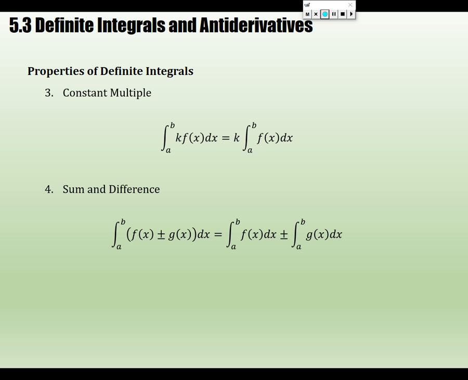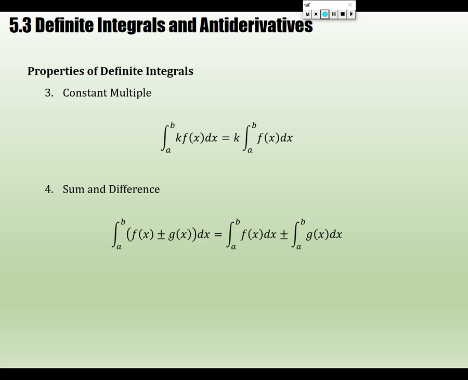The sum and difference, we can take f of x plus g of x inside the integral and separate it into two integrals. So if you're integrating x squared plus 2 from whatever to whatever, instead you can do the integral of x squared plus the integral of 2. You can break it up into two separate integrals. Or go the other way.